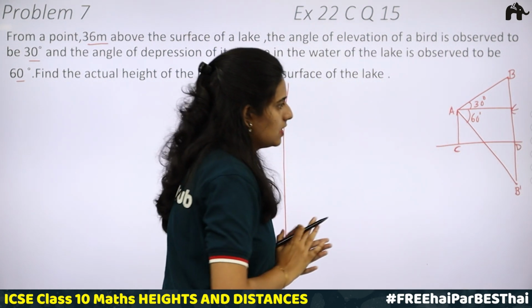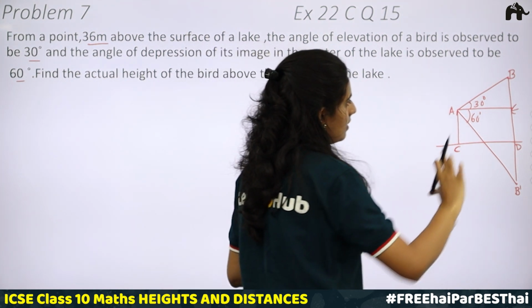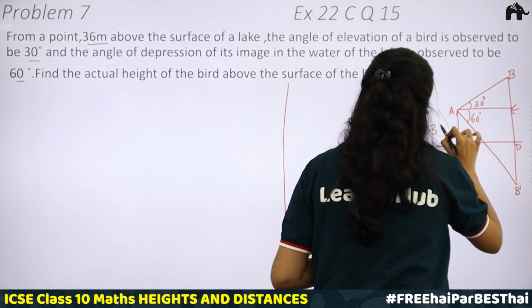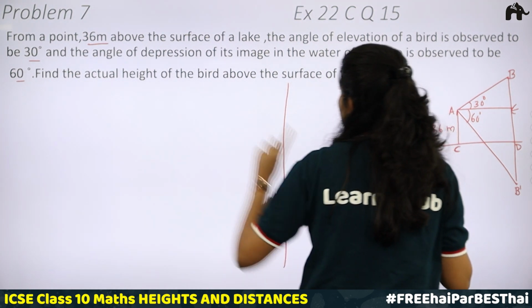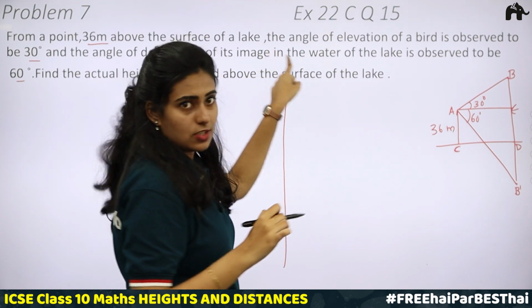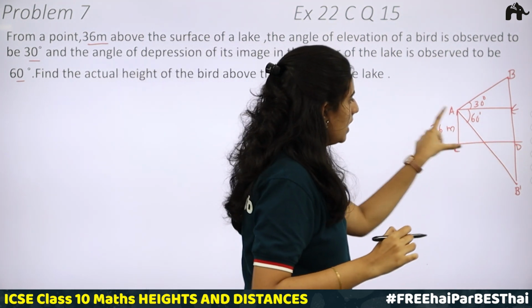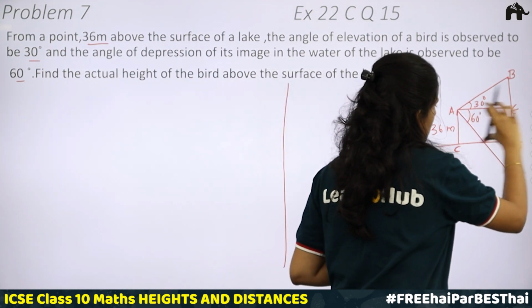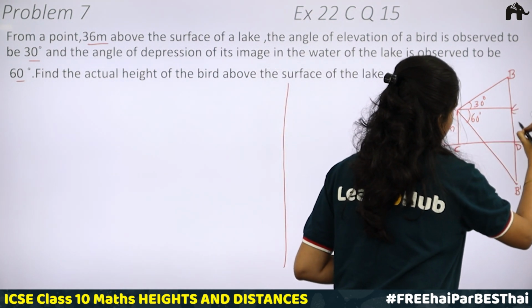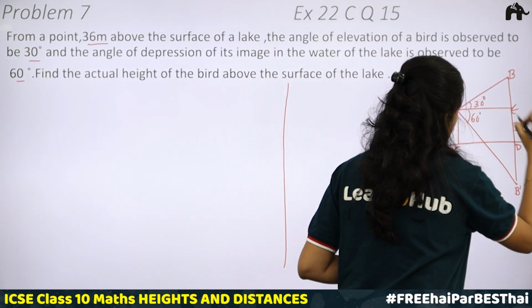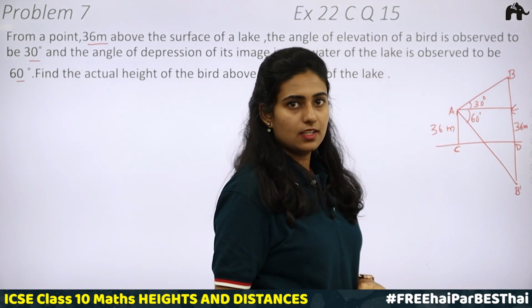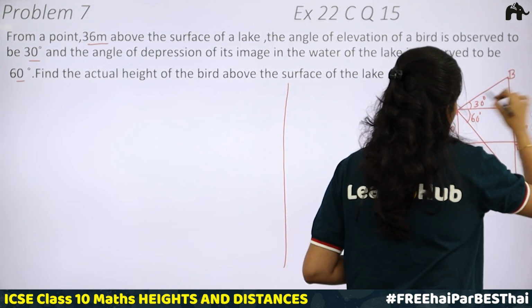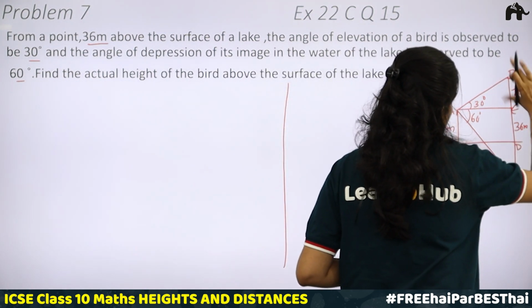Now just consider this figure. It is given that AC is 36 meters, 36 meters above the surface of the lake. Here CD is the surface of the lake and A is at 36 meters above the surface of the lake. Here these lines are parallel, therefore DE will be equal to 36 meters. Now let us take this height as some H.